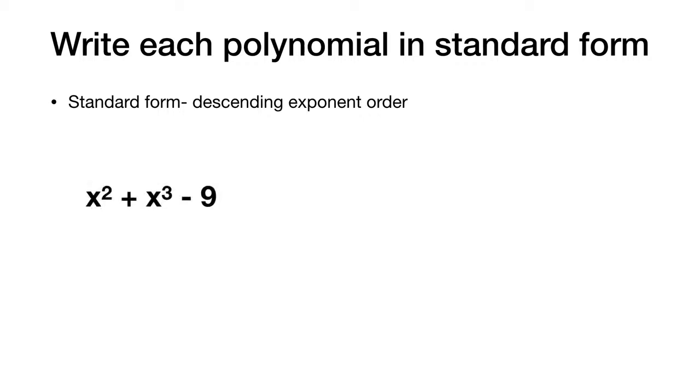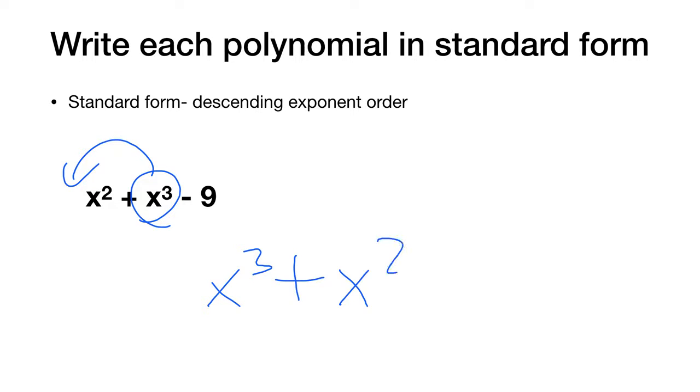So let's first deal with this one. X squared plus x cubed minus 9. If you look here, the big thing that needs to happen is this needs to jump up to the front. So x cubed plus x squared minus 9.